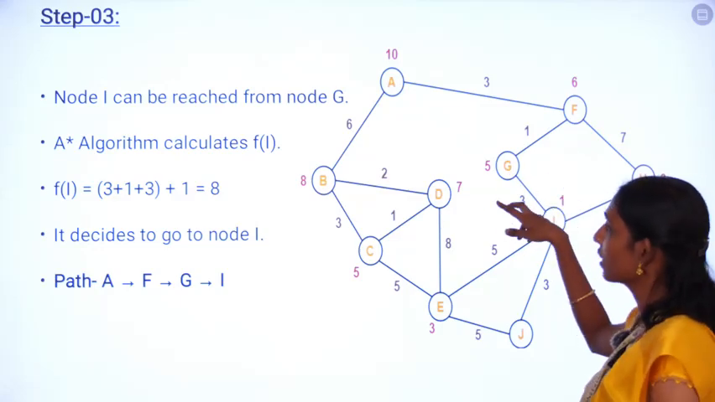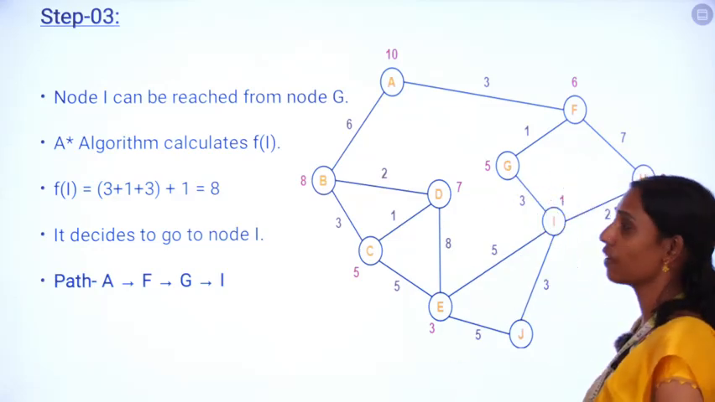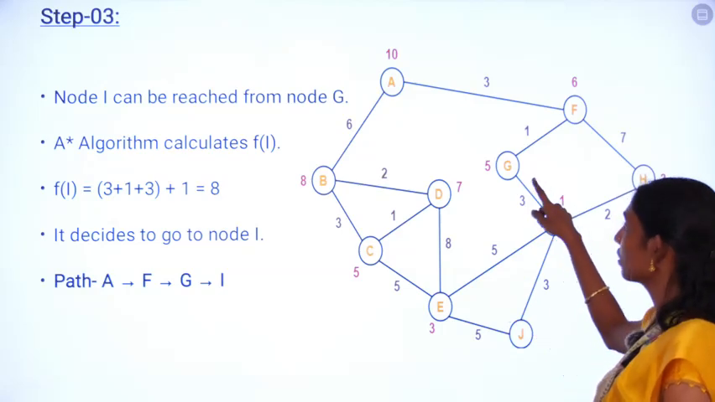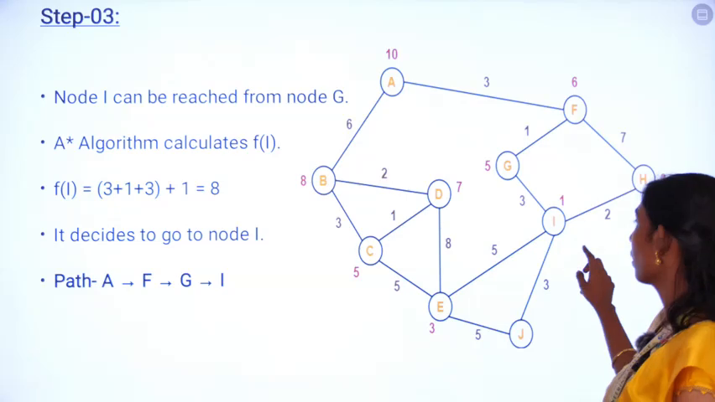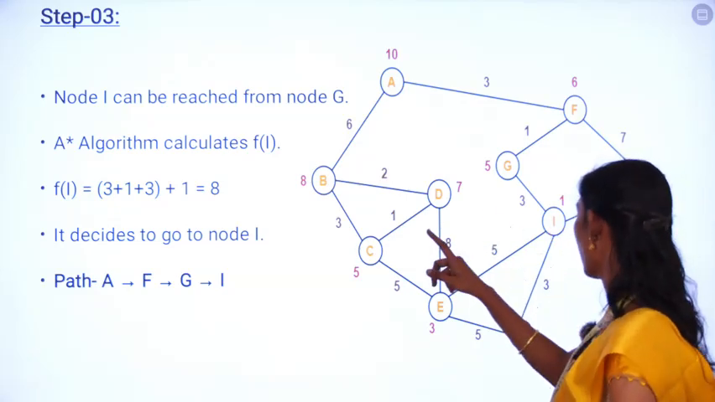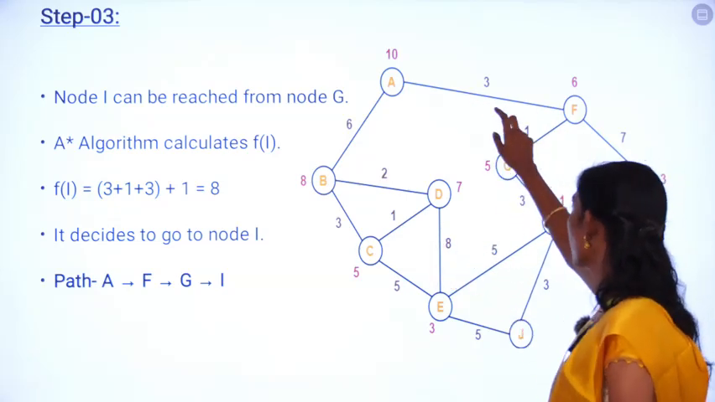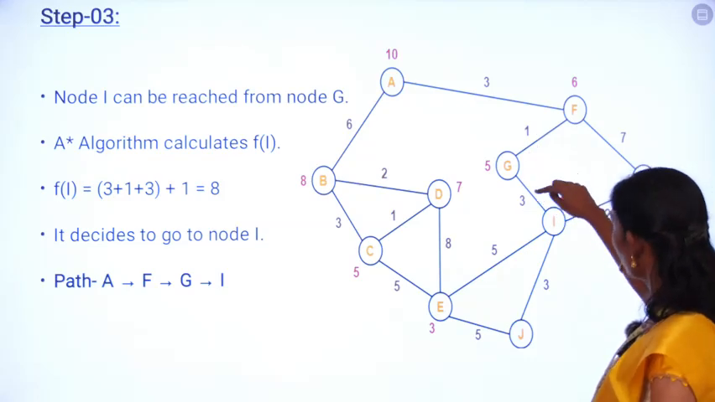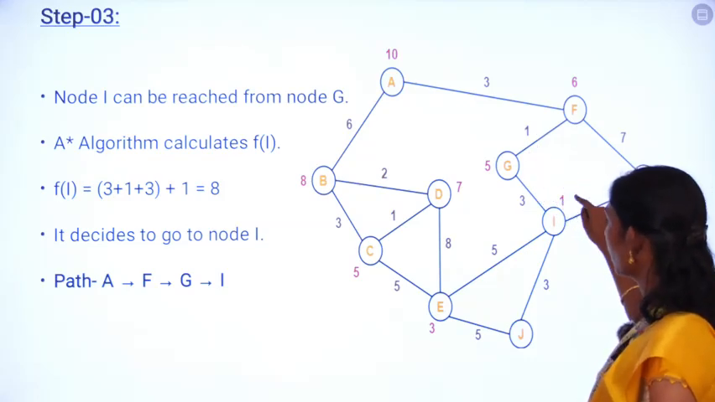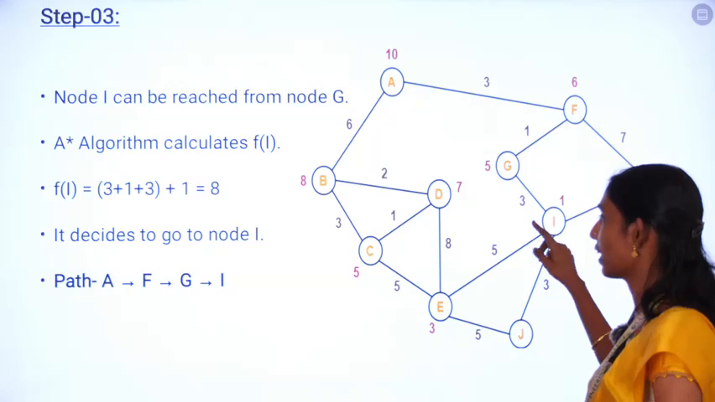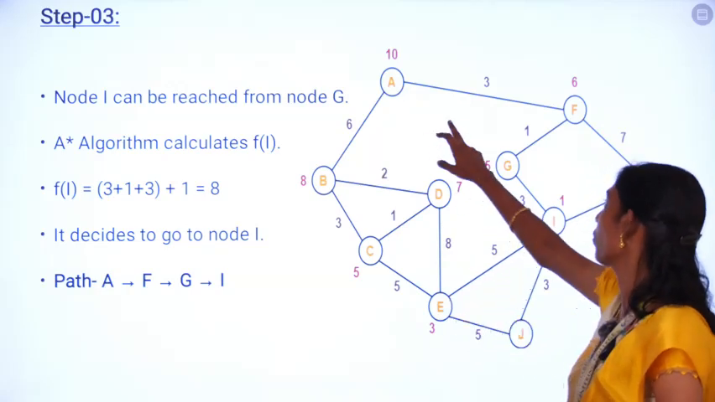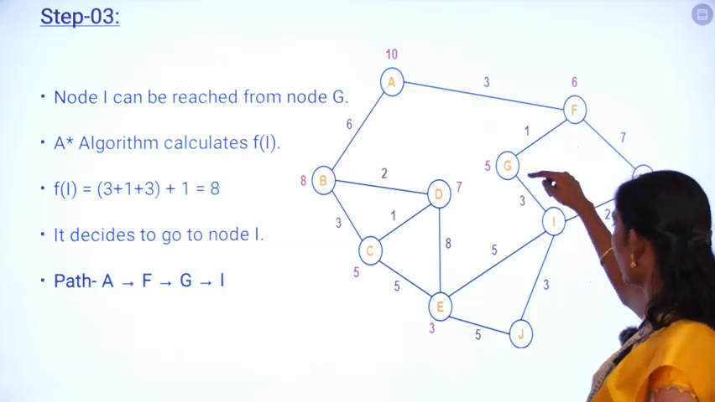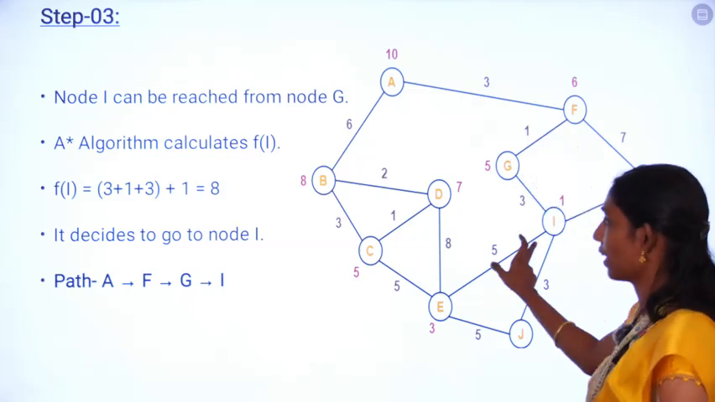So it takes the function weighted value from f of 1, that is 3 plus 1 plus 3 plus 1, that is equal to 8. Here your value is 3 plus 1 plus 3 plus 1. Your heuristic value is 1, so 8 is calculated. So it decides and moves from A to F and F to G and from G to I.